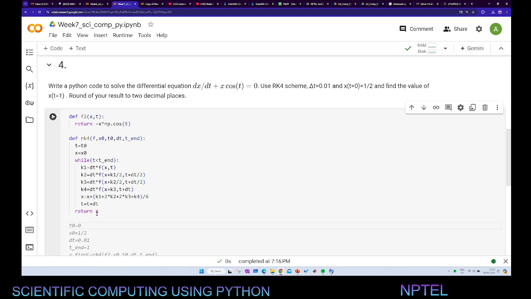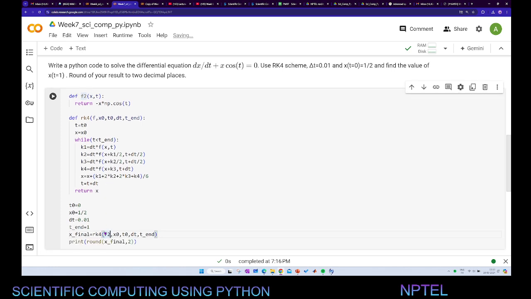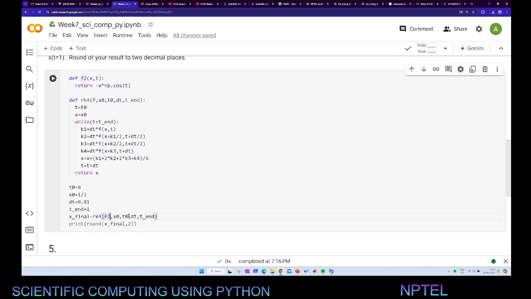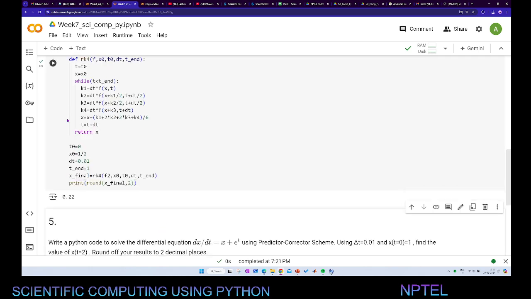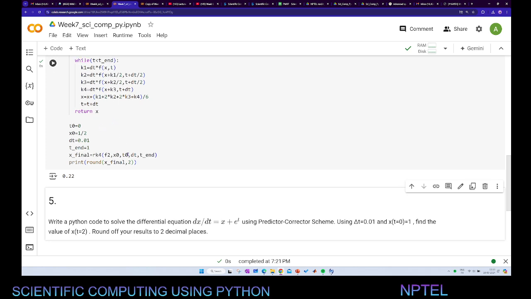Now T0 is 0. X0 is half. Dt is 0.01. T end is 1. X final is RK4. Here I have to mention the function, and the name of the function is f2. So here I write f2. Then x0, t0, dt and t end. And again print the final answer. And it gives 0.22, which is correct. Yeah.